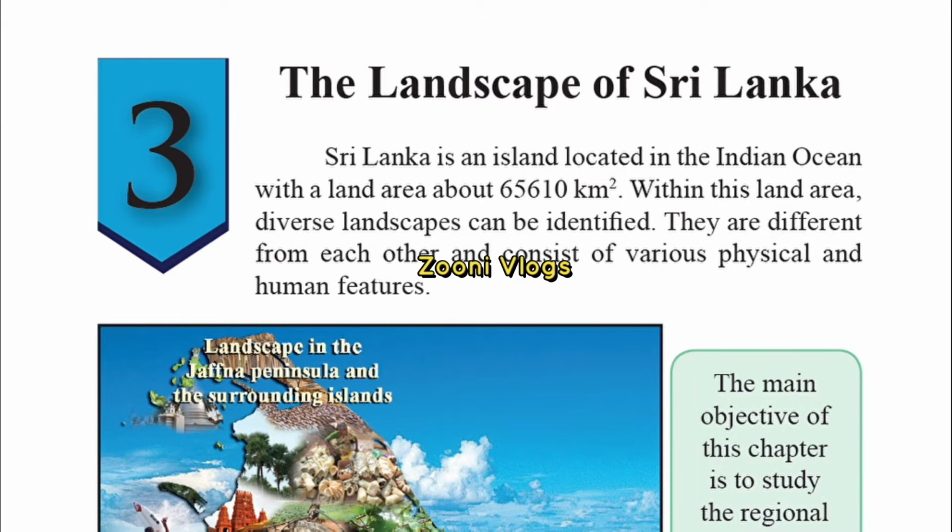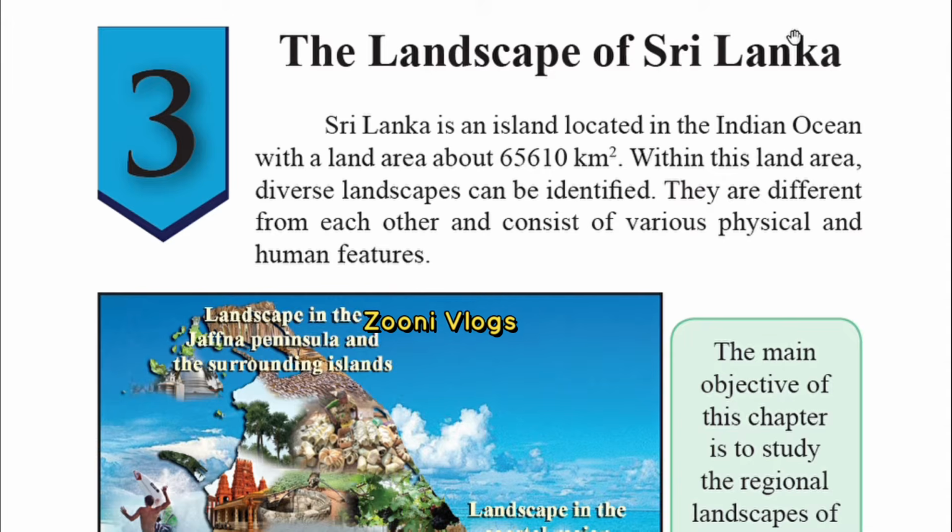Can you all remember we did our first and second lesson and we discussed randomly about the landscape of Sri Lanka. But from this lesson, we are going to learn many more things about the landscape of Sri Lanka. Now I'm going to go to the lesson and then I will explain it. Sri Lanka is an island located in the Indian Ocean with a land area of about 65,610 kilometers.